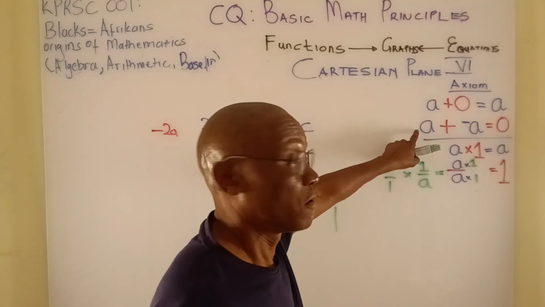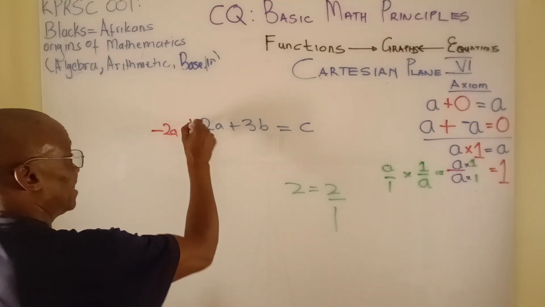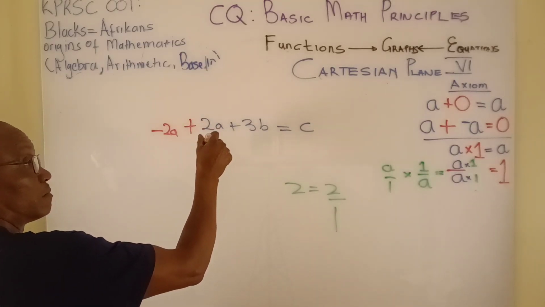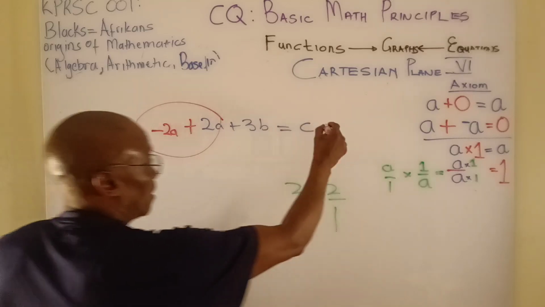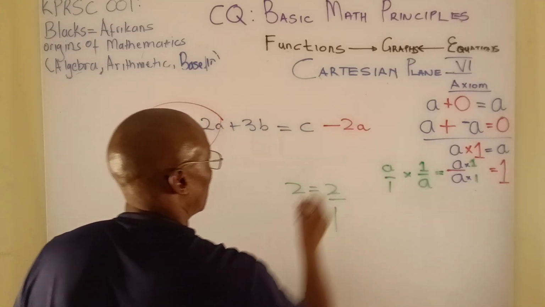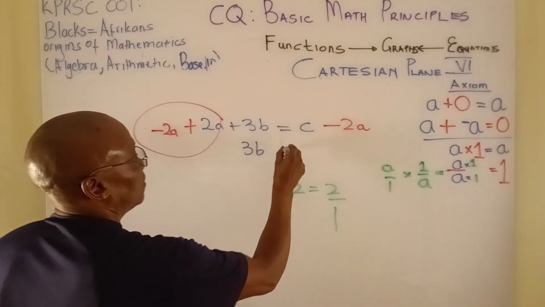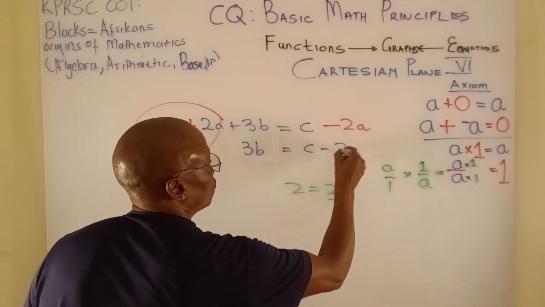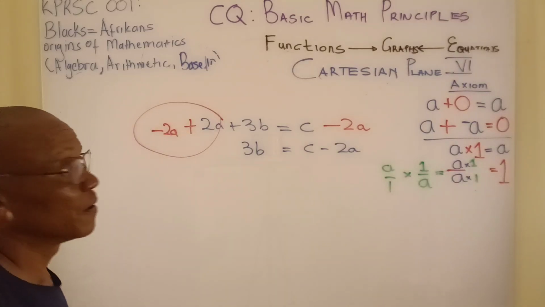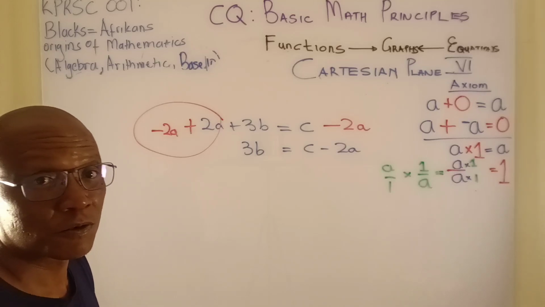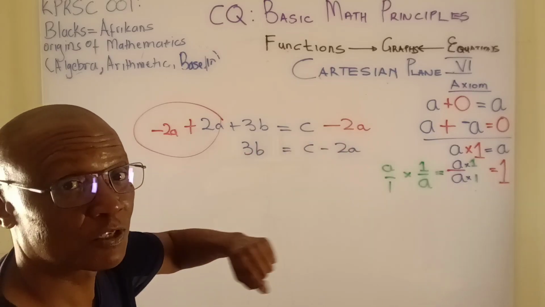That's the inverse law. And when I add a number to its inverse, this guy is going to be 0. But when I do this side, I must do this side. So there I am. I'm left with 3b now, is equal to c over minus 2a. It's just a crash course to make you appreciate these axioms now.